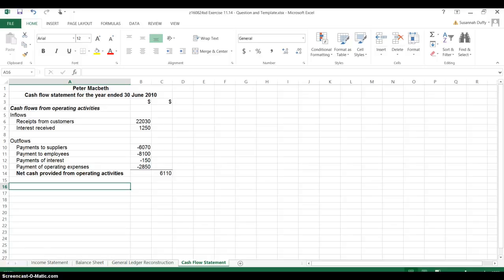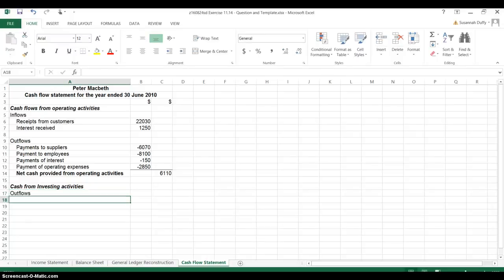Okay, we're now up to cash flows from investing activities. So same process as operating, we start with our inflows and then we'll do our outflows after. In this question, there's no inflows, but if there were inflows, you'd have proceeds from sale of non-current assets, and potentially a repayment of a loan that we've loaned to a third party. Because we have no inflows, we just leave that out and type in our outflows.